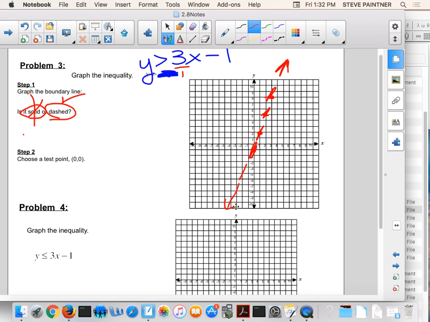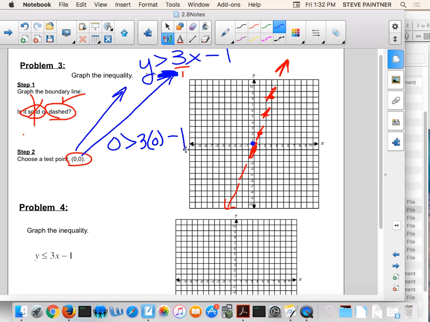Okay, now, here's the hard part. I was a little sloppy. Is 0, 0 above the line or is it below the line? It's above, okay. Well, that's hard to see, but it is above. So you checked it out, I hope. You put 0 in for y, you put 0 in for x. 0 is greater than 3 times 0 minus 1. Yes, it works.